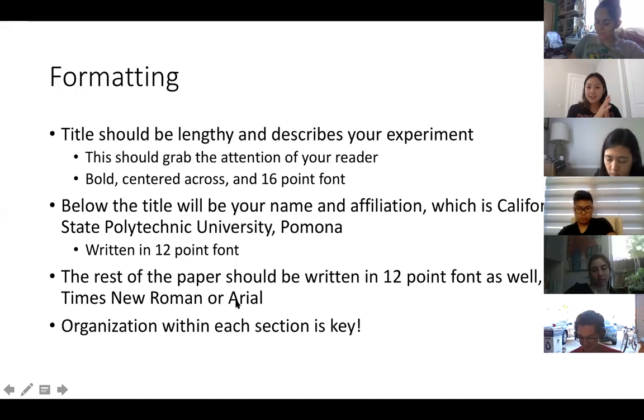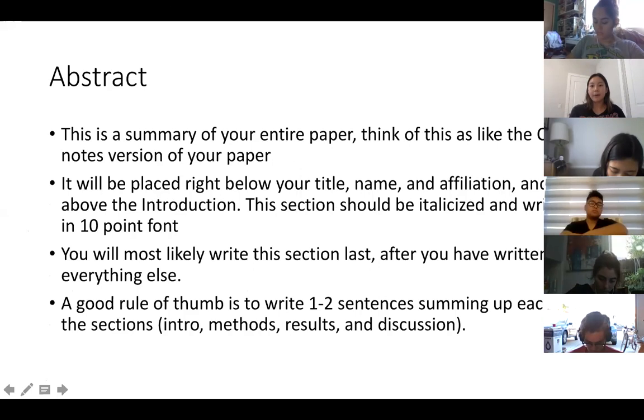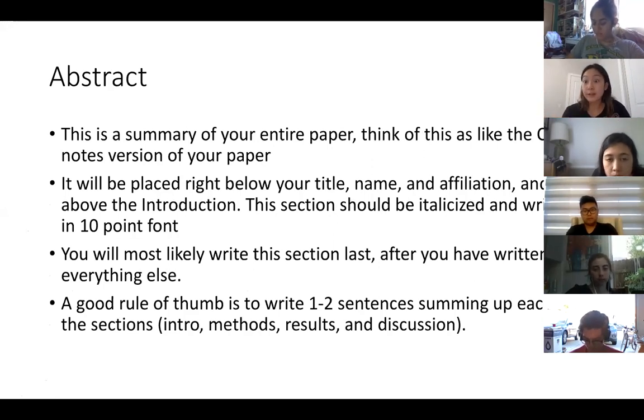Okay, and organization, that is key within each section. I'm going to talk about how each section should be organized in just a second. That'll really help with the flow and the fluidity of your paper as well. Okay, so the abstract. Now the abstract is a summary of your entire paper. So think of this as like the Cliff Notes version of your paper. The title is what grabs the attention of your reader, but the abstract pretty much makes your reader want to read your entire paper. So if your abstract doesn't catch their attention, they're not going to read the entire paper. So think of the abstract as pretty much like a Cliff Notes of your entire paper.